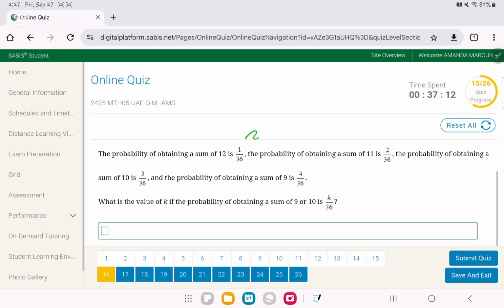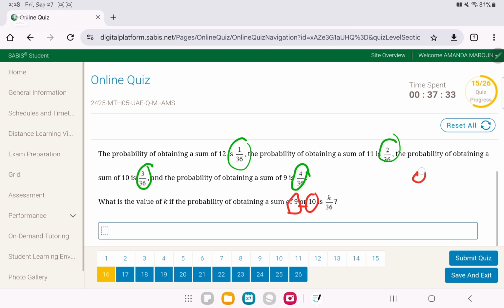The probability of obtaining a sum of 12 is 1 over 36. Probability of obtaining 11 is, sorry, 1 over 36. Then 2 over 36. Then the probability of obtaining a sum of 10 is 3 over 36. And of obtaining a sum of 9 is 4 over 36. They need the sum of 9 or 10.